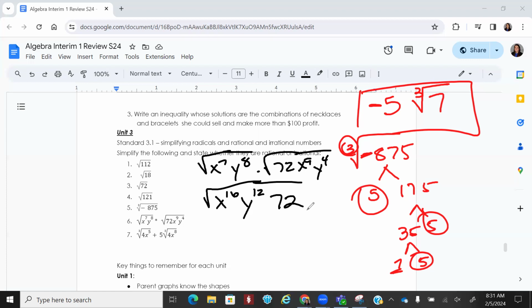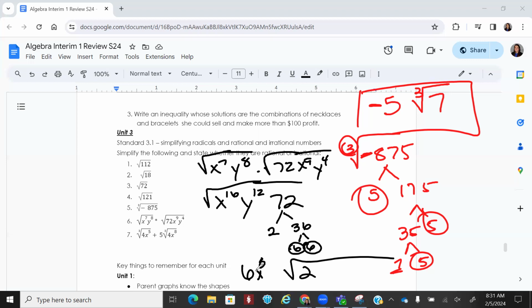We haven't simplified yet. We're going to break down the 72 into 2 and 36. We're going to break 36 down into 6 and 6. And since this is a square, we're looking for pairs. So we got a 6 on the outside, a 2 on the inside. And now there's 16 x's. So how many groups can we make? How many? 8, yes. So we're going to put x to the 8th on the outside.